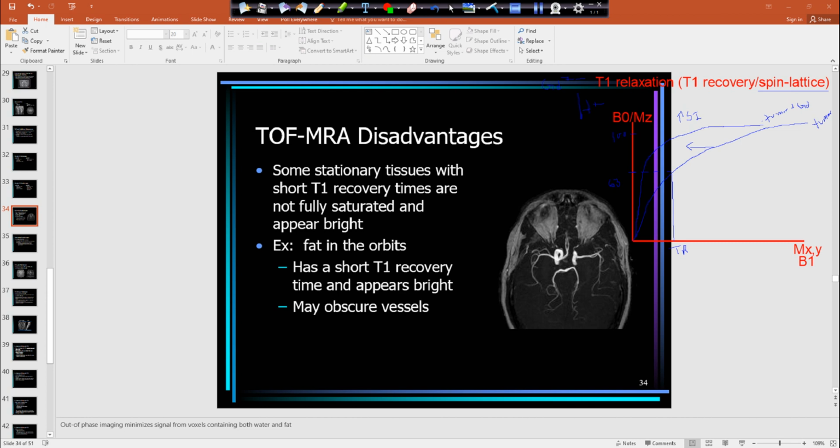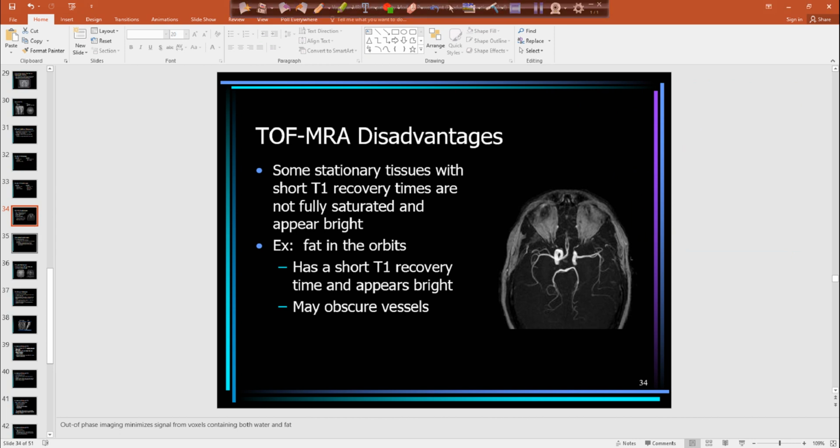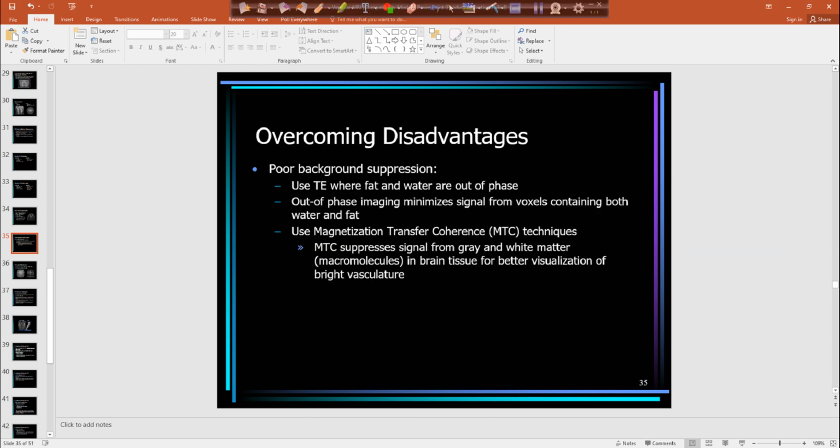So we want this retroorbital fat to be dark because it's a stationary tissue compared to our flowing blood that is fresh and coming into our slab new. So to further saturate out this retroorbital fat or these structures that have a very short T1 recovery time, what we do is use our magnetization transfer coherence, and that further suppresses those tissues. So to compensate for that retroorbital fat, we use magnetization transfer coherence.